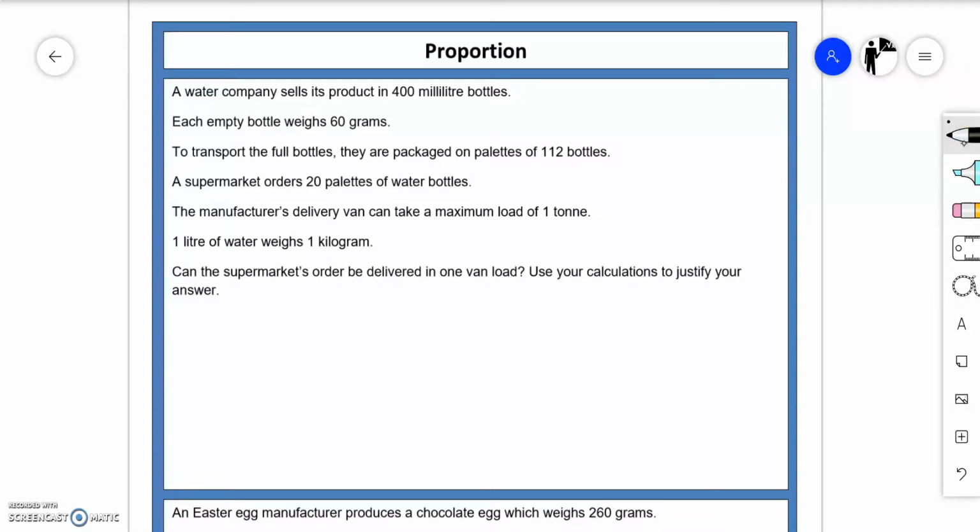In this question, we're going to have a look at the proportion problem that can come up in the National 5 numeracy assessment. It's quite wordy, so you just need to make sure you're reading the information very carefully, and you need to know a few conversions as well. So we'll have a look at the question.